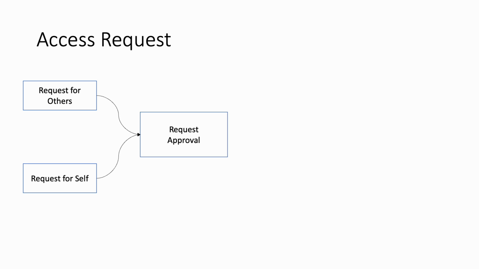Request approval. Once the request is made either for self or others, it enters an approval workflow. The request approval step involves reviewing the request to ensure it is valid. This typically requires the approval of a manager, compliance team, or application owner depending on the company's policies. The approval ensures that only authorized individuals can gain access to the necessary resources.